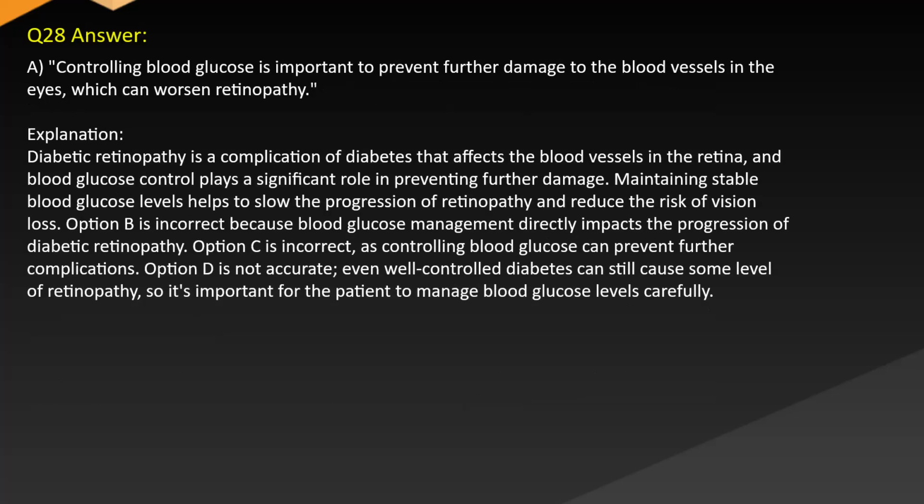Answer A. Controlling blood glucose is important to prevent further damage to the blood vessels in the eyes, which can worsen retinopathy. Explanation: diabetic retinopathy is a complication of diabetes that affects the blood vessels in the retina, and blood glucose control plays a significant role in preventing further damage. Maintaining stable blood glucose levels helps to slow the progression of retinopathy and reduce the risk of vision loss.